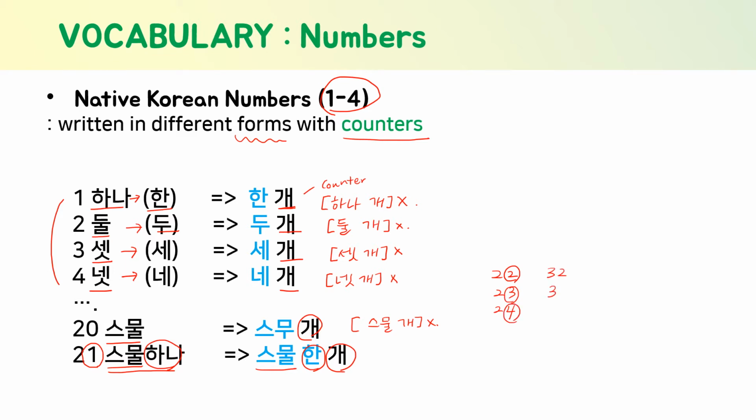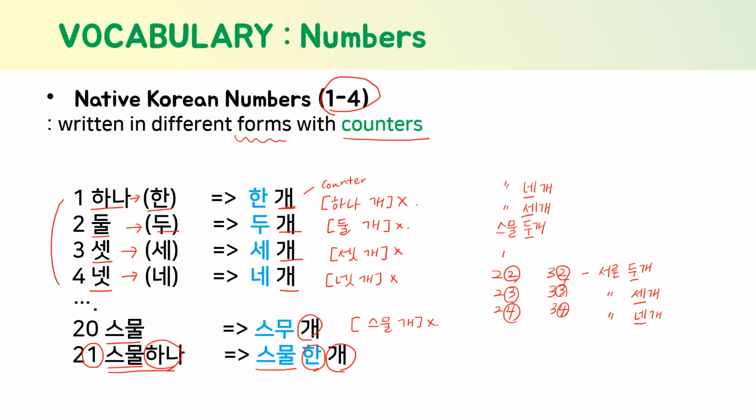32, 33, 34, it's the same way. Okay, so 22, 스물 두 개. 23, 스물 세 개. 24, 스물 네 개. 32, 서른 두 개. 33, 서른 세 개. 34, 서른 네 개. Okay, just be careful with this one.